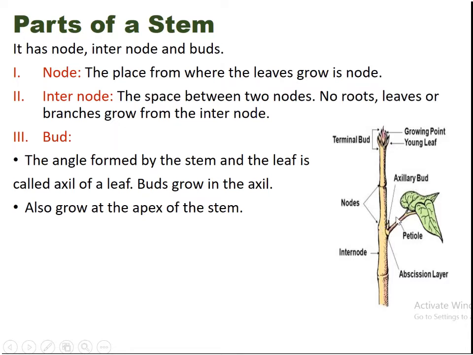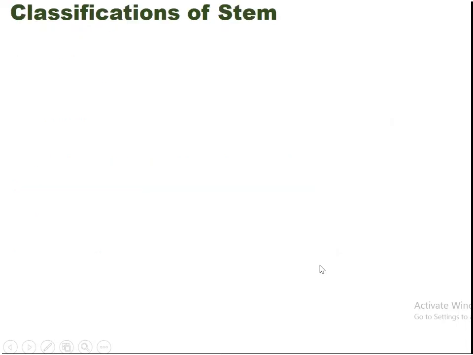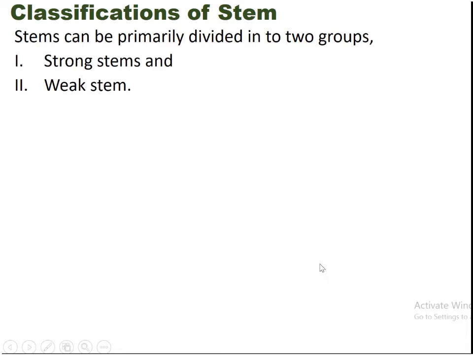And when the bud grows from the terminal point, or the apex point, or the apical point, it is called the apical bud or terminal bud. Here the axillary bud grows in the axil, and the apical bud grows in the apical position of the stem or branch.